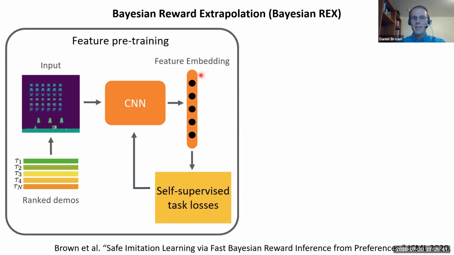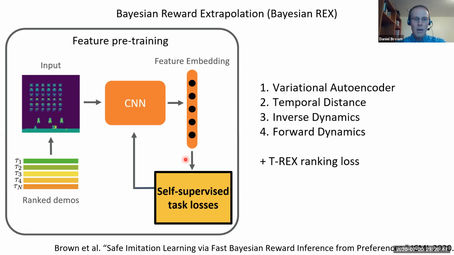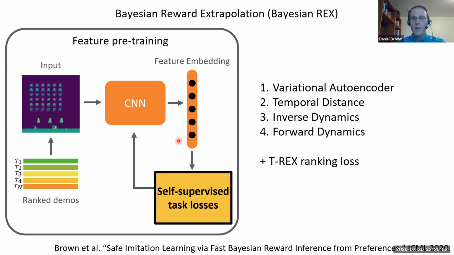The idea is we want to train this feature embedding such that it's rich enough that we hope we can use it to predict reward functions. The way we do that is via self-supervised task losses. Given demonstrations, we train it via a variety of methods, such as an autoencoder, where we go from a state, embed it, and then recover the same state. Temporal distance, where we take two different states from the same trajectory and try to predict how far apart they are. Inverse dynamics, where we try to predict the action that led to a state transition. And forward dynamics, where we try to learn a model that will simulate the state forward. These all share the same feature embedding. And we also looked at adding the TREX ranking loss as well.